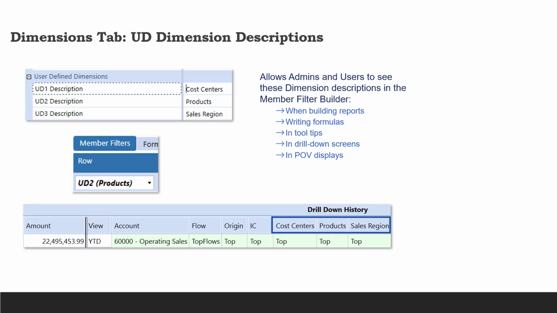So users can see it while building reports, writing formulas, in tooltips, in drill down screens, in POV displays, in pop-up windows. They can see all this description. Here I have given an example, like in member filters. When you are selecting in the drop down, for UD2 we have selected the description as Product. So I can see Product in the bracket. Similarly in the quick view and cube views, you can see the description for all the UD dimensions. That's the use of this one.